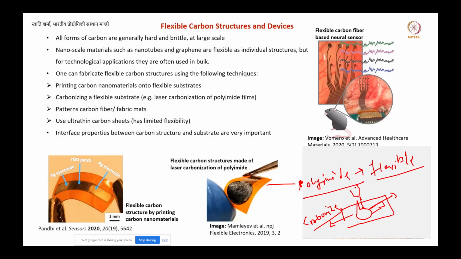Using an ultra thin carbon sheet has limited flexibility. Interface properties between the carbon structure and substrate are very important. So here you can see the flexible carbon structure made by laser carbonization. This is a laser induced carbon, here this is your silver electrode, this is your RGO patch, and this is again contact. So here you will have a contact resistance between these two materials, because this is your RGO, this is your silver. So this is a flexible carbon structure made by printing carbon nanomaterial.